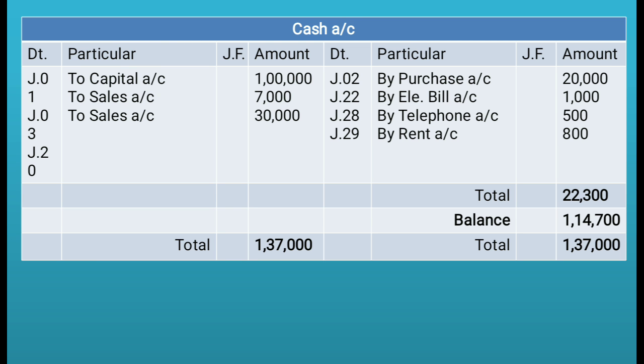So now see, once again when you prepare your accounts, like here, the total of the cash account debit side is 1,37,000, and the total of the credit side is 22,300, and the balancing figure is 1,14,700. This is the actual method of how to prepare ledgers. So here you can see the balancing figure is 1,14,700, but the total of the debit side is 1,37,000 and the total of the credit side is 22,300. Similarly, we have to prepare all the ledgers.